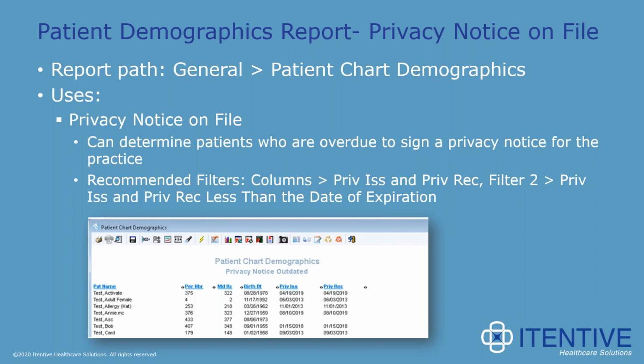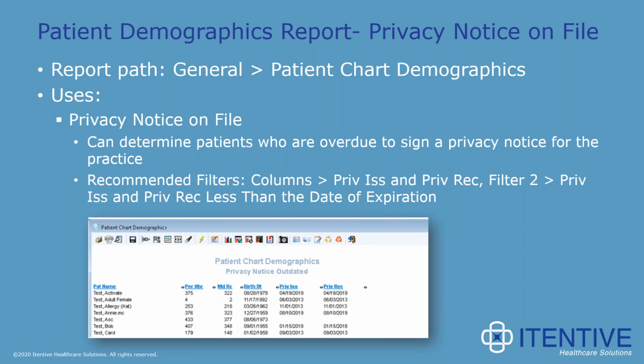In order to see this information, the first filter I'd recommend setting up is to include the privacy notice issue date and the privacy notice received date columns on the report. I recommend having both because, depending on how your practice goes about sending out and getting that signed notice back, those dates may be different. Then on that Filter To tab, you can select the privacy notice issued and privacy notice received checkboxes.